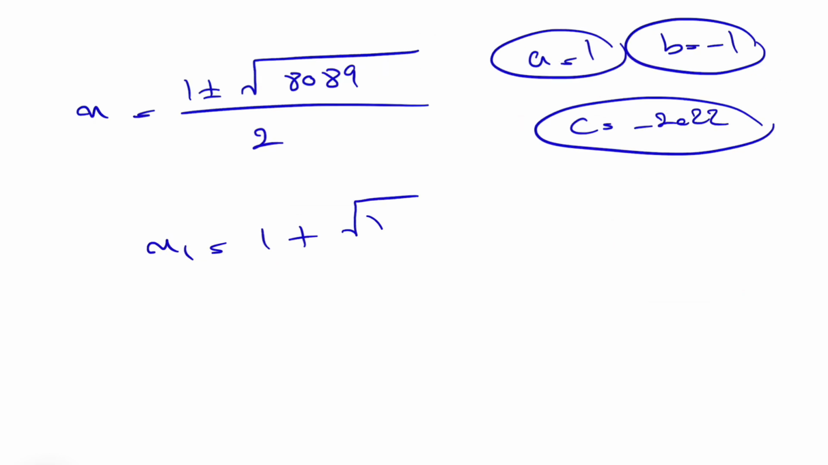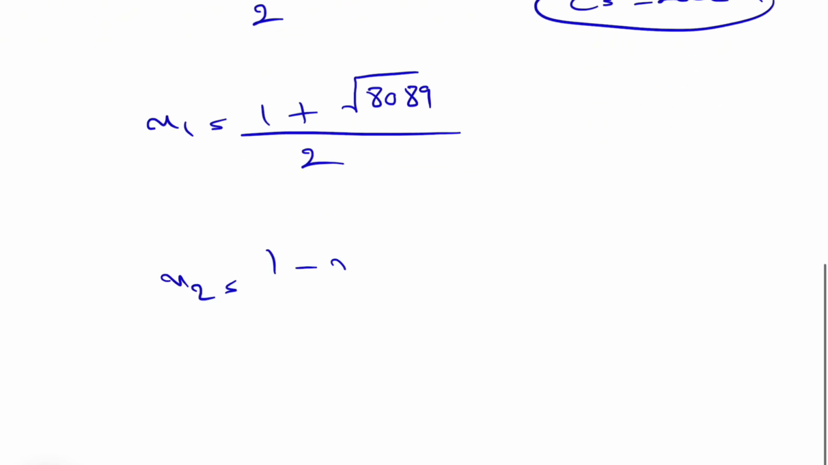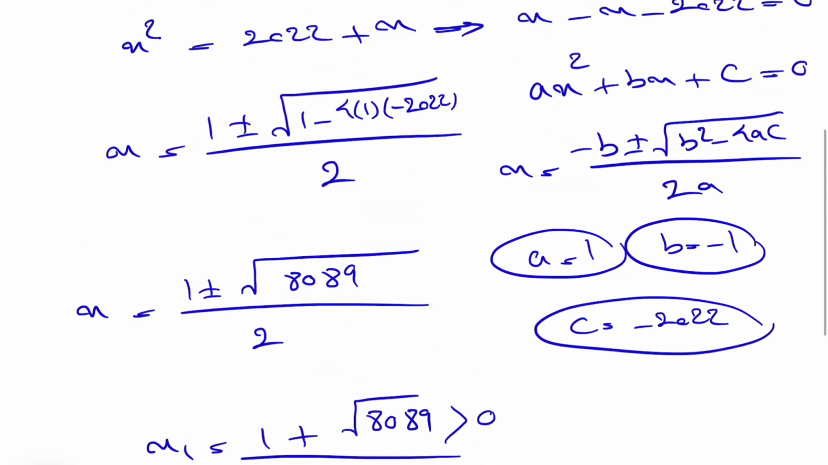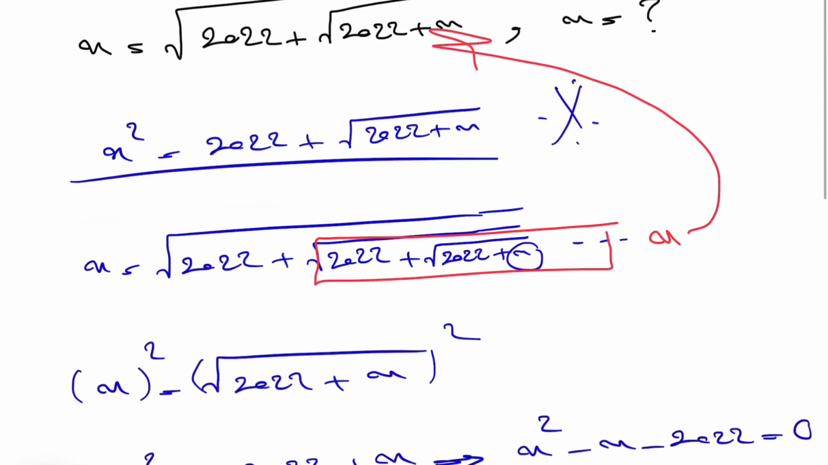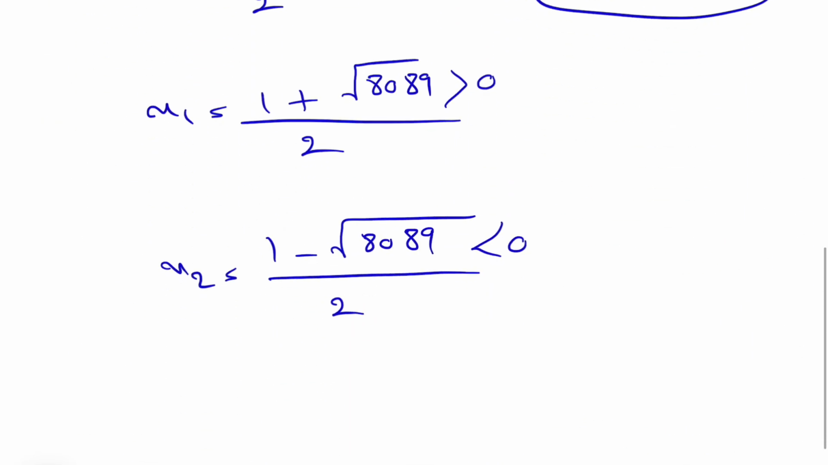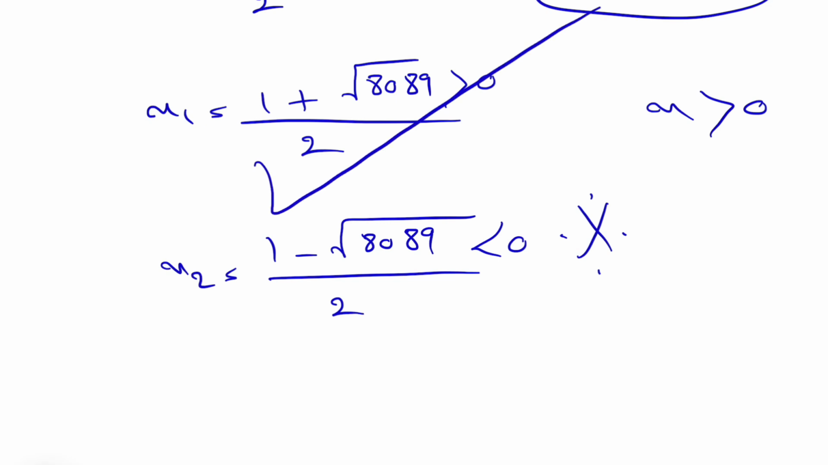One of them is 1 plus the square root of 8089 divided by 2, and the second answer is 1 minus the square root of 8089 divided by 2. Obviously the numerator in the first is positive, so the whole ratio is positive, and we'll have a negative number in the second answer. If we get back to the question, we see that x is equal to the square root of a number, which means x has to be positive. So the second cannot be an answer for us, unless we go with imaginary numbers, which is not the goal here.